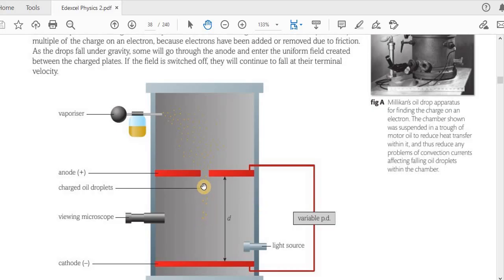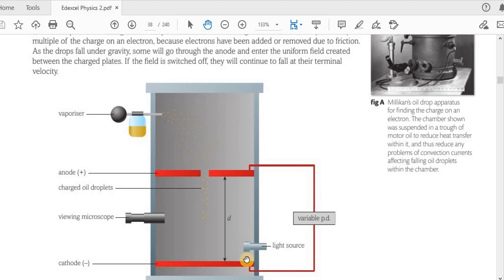So if the upward force, the force due to the electric field, the electric force, on an electron here, which is negatively charged, with this plate negative and this one positive, the force on that electron will be upwards, and the weight will be downwards. So if you can bring it to a point where the two forces, the electric force and the weight, are balanced, then we can find the electric force.